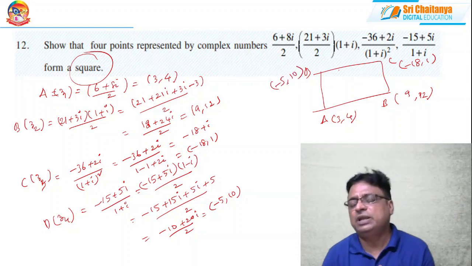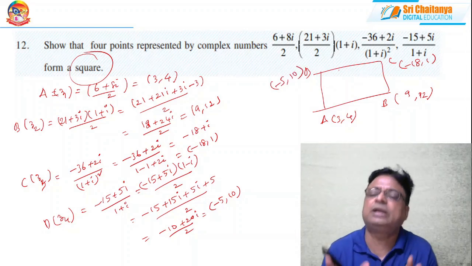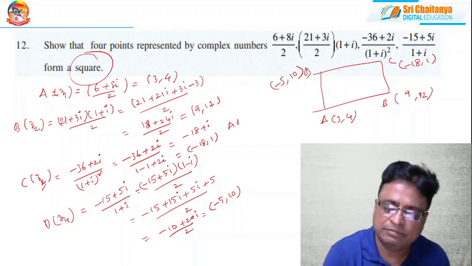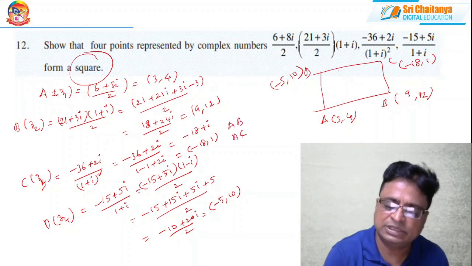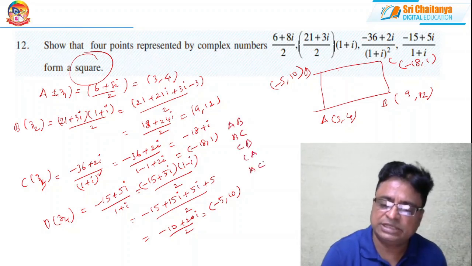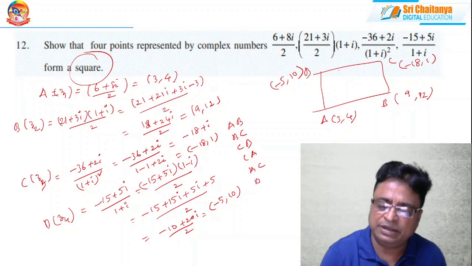So what happened here? Luckily I got all integral coordinates. So find AB, BC, CD, DA, AC and BD.